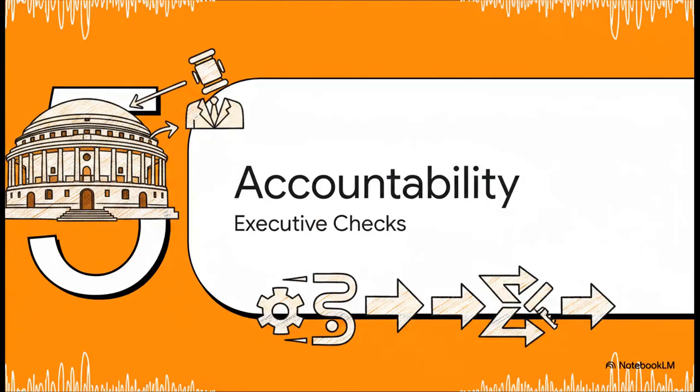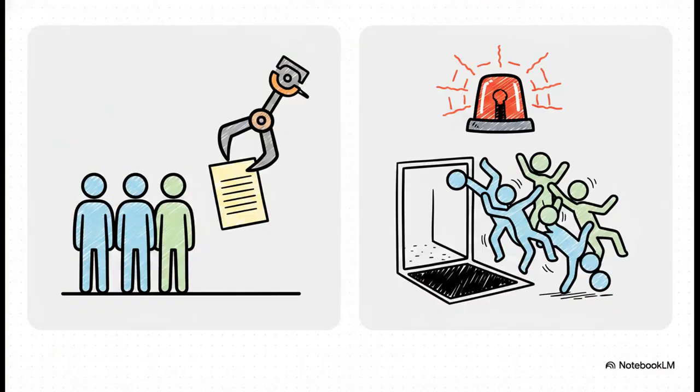And finally, Section 5, holding the executive accountable. It is vital to contrast these two powerful motions, both of which can only be introduced in the Lok Sabha. First, a censure motion. This targets just one specific policy of the government. If it passes by a simple majority, the government doesn't resign, but that specific policy has to be scrapped.